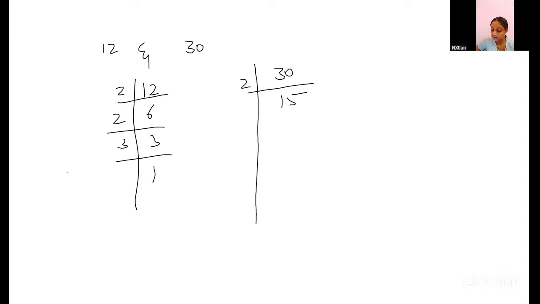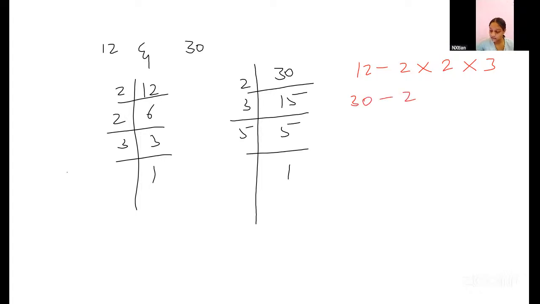Then we have 15. So 3, how many? 5s are 15. And 5 1s are 5. List down the factors. 12 factors are 2 into 2 into 3. 30 factors are 2 into 3 into 5. Now if you take a look, I have one pair of 2s and another pair of 3s.